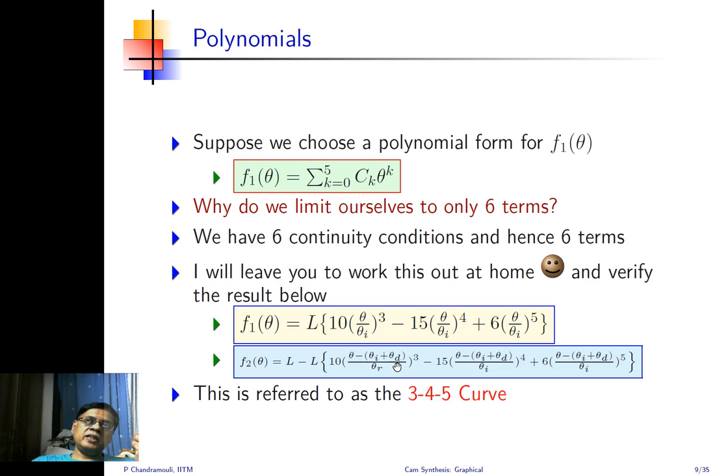So the interesting thing is that a polynomial which is going to give me continuous velocity and acceleration at the beginning and end of rise as well as beginning and end of return has the order 3, 4, and 5. It does not have a linear or a quadratic term, right? So this is called a 3, 4, 5 curve because it has the powers of 3, 4, and 5.